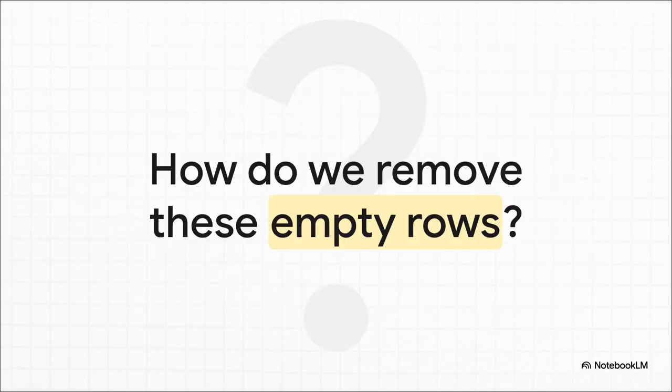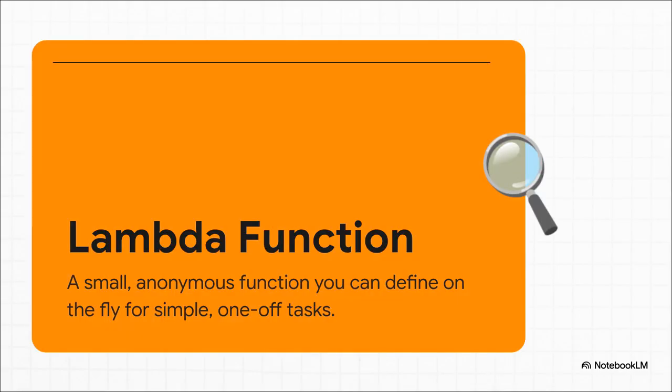So what's the best way to solve this? The most elegant way? We need to filter out any row where the condition is just empty. I mean, we could write a whole separate function for this, but there is a much, much cleaner way. Let's talk for a second about lambda functions. Just think of them as tiny little disposable functions that you don't even have to give a name to. They're absolutely perfect for small, single-use jobs, kind of like the one we need to do right now.